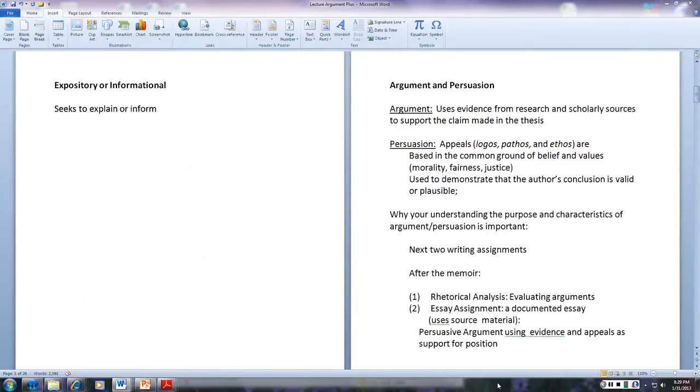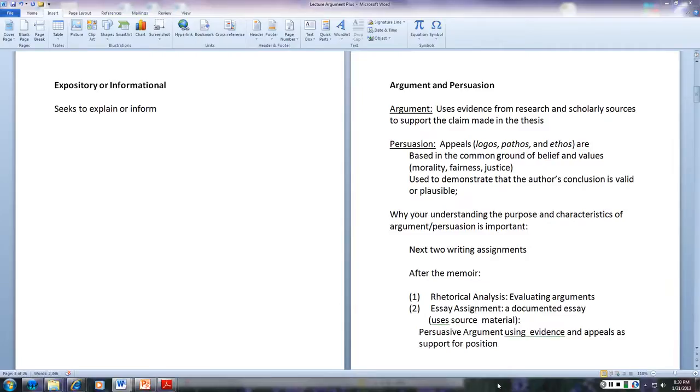So when we talk about a paper being persuasive, we talk about it being argumentative and persuasive versus expository or informational. An expository essay seeks to explain or inform. An argumentative essay uses evidence to support a claim, uses appeals, and helps us to come to understand the truth as we best can about a topic.